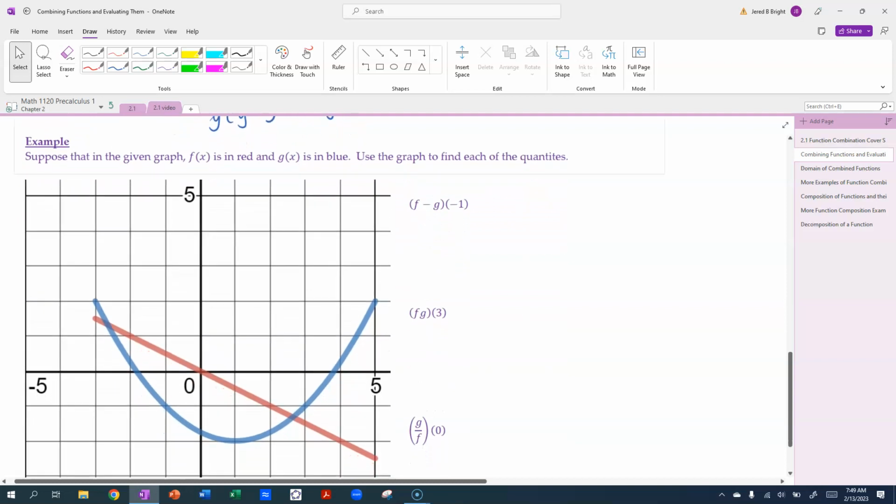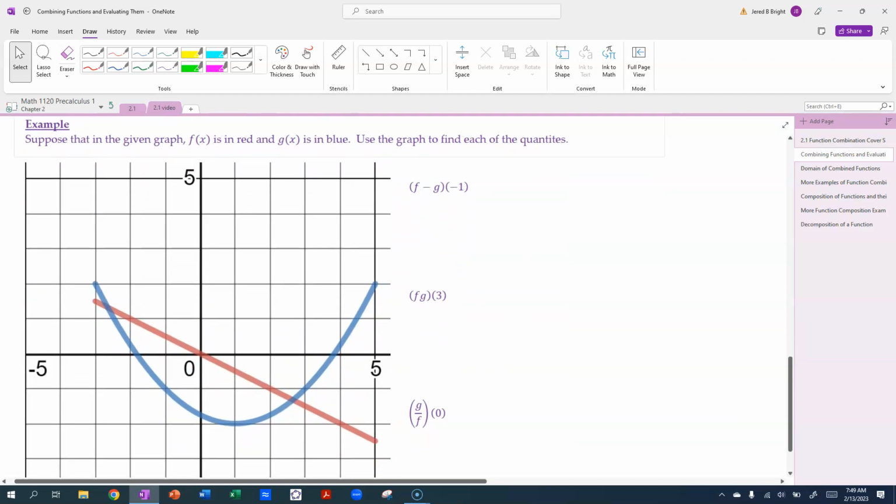Our last example is looking at graphs. So again, remember, functions do not need to be defined solely in symbols, right? We can define them in symbols, we can define them in words with a description, or by a table, or by a graph or a picture. Okay, so here we go. f of x is in red. I'm just going to label this because otherwise I tend to get confused. And then g of x is in blue. Okay, I want to use the graph to find each of the quantities.